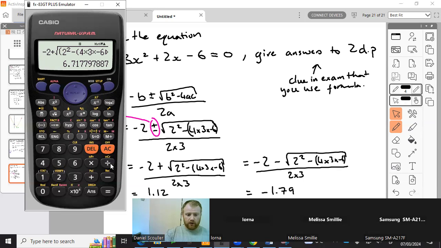And so you can just keep that in your calculator. If you press divide, it takes that answer and divides it. So you don't need to delete it and then do it again.